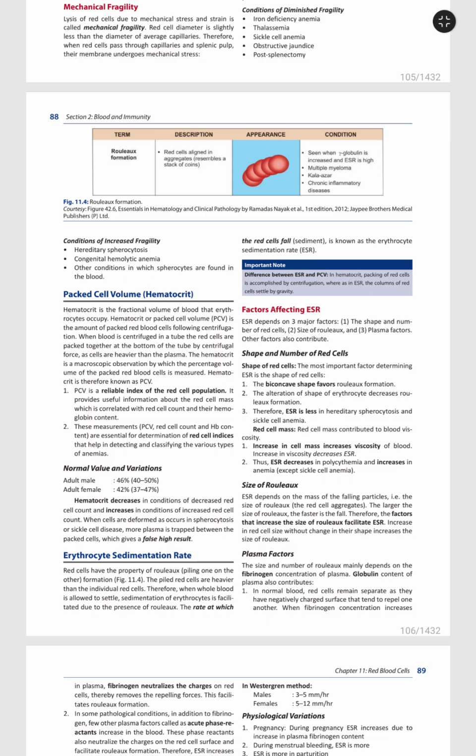Now, packed cell volume is basically the amount of volume occupied by the RBCs in the blood upon centrifugation. So, we should know the normal value. Adult male is 46, whereas female is 42%. 46, 42. Then we studied 87 and 140 back in the previous video.